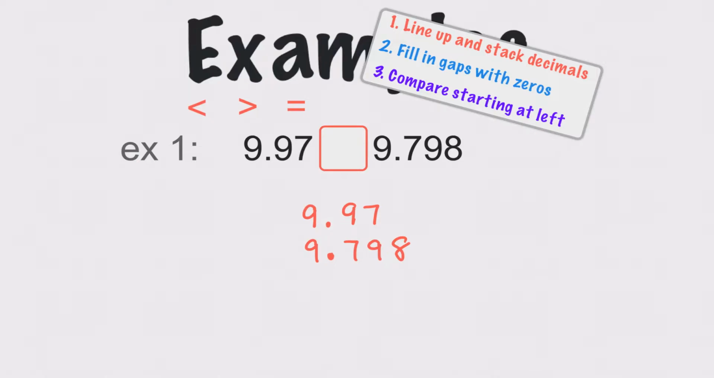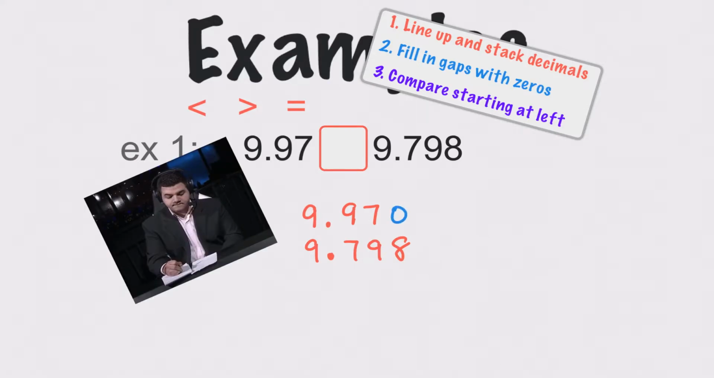Step 2 says to fill in any gaps with zeros. What I'm talking about there is here, there's nothing in this place. There's nothing to line up with this 8. So that's a gap that we're going to fill in with a 0. So that's step 2. And quick reminder, you should be writing this as well. So pause the video and get caught up if you need to.